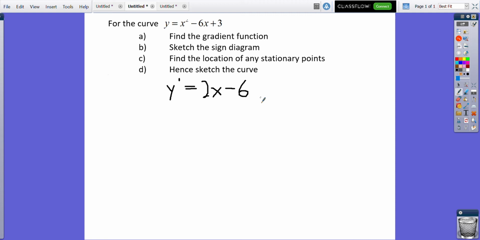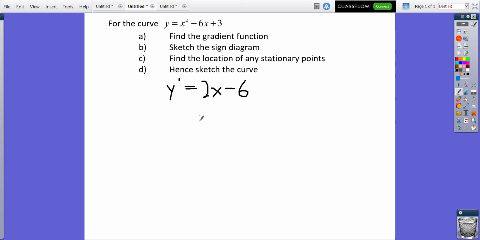Sketch the sign diagram. Well, for the sign diagram, do you remember that the important thing was finding where y dashed equals 0? Because once we've got those points, we can find either side of them. Okay, so if y dashed equals 0, then 2x minus 6 equals 0. You're going to have to listen to me because I don't want to write all of this.